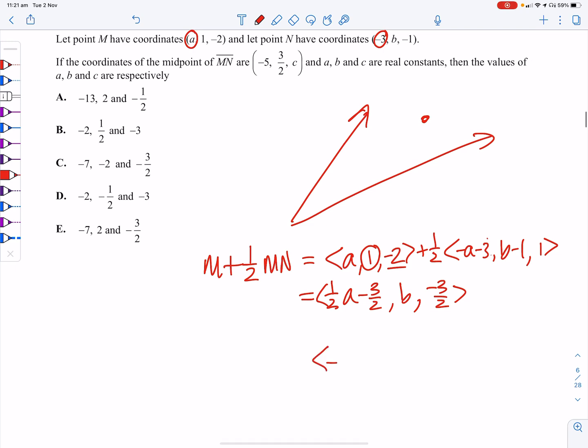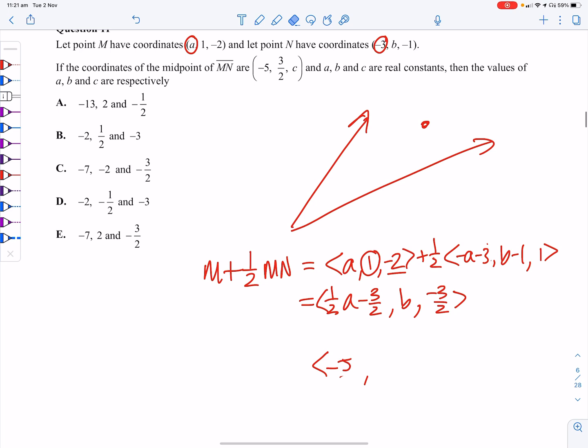Okay, now if that's equal to negative 5, 3 on 2. What have I bucket up there? Oh, I've stuffed that up. So here, 1 plus a half B minus a half. So that becomes a half B plus a half. And then the last one, negative 2 plus a half is negative 3 on 2.